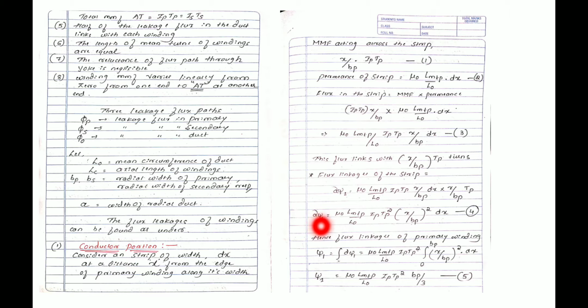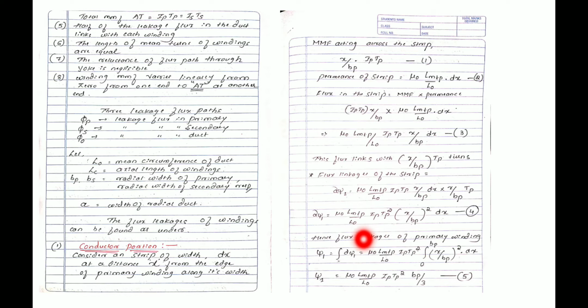Getting my point? So this d psi 1 will also be equal to this, just a rearrangement we have done here. Mu naught LMTP divided by L naught IPTP, here also one more TP is there, that is IPTP square, into x divided by BP, here also x divided by BP is there, then square it will be, into what is remaining here, dx. So this will give the fourth equation. This is d psi 1, the flux linkage of a strip.